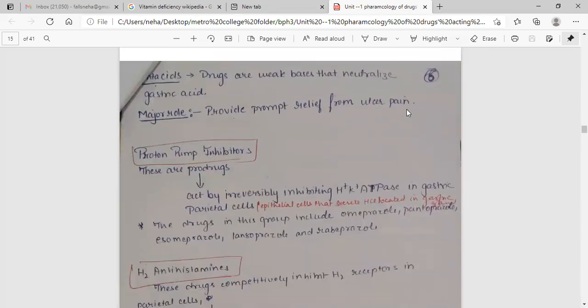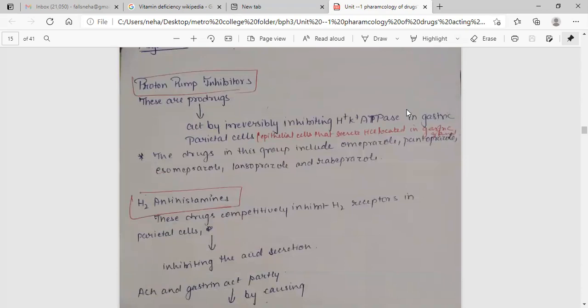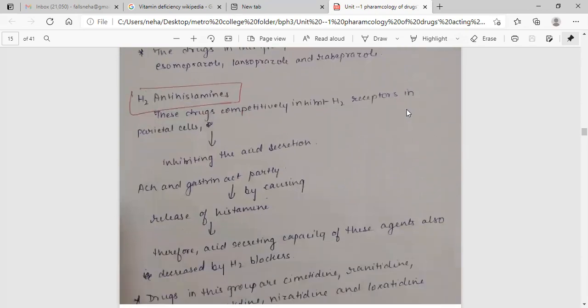Antacid drugs are weak bases that neutralize gastric acid. Major role: provide prompt relief from ulcer pain. Proton pump inhibitors. These are prodrugs that act by irreversibly inhibiting the H plus K plus ATPase in gastric parietal cells. The drugs in this group include omeprazole, pantoprazole, esomeprazole, lansoprazole, and rabeprazole.